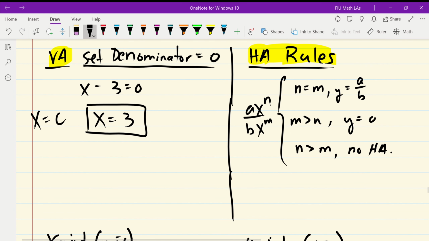Notice it comes in the form of x equals some constant. And if you remember from the parent graphs that I showed you guys, x equals some constant is just some vertical line. So this looks like it's in the correct form, right?